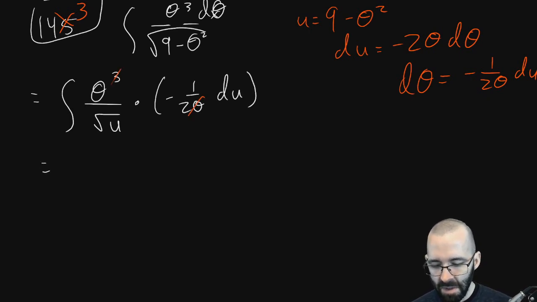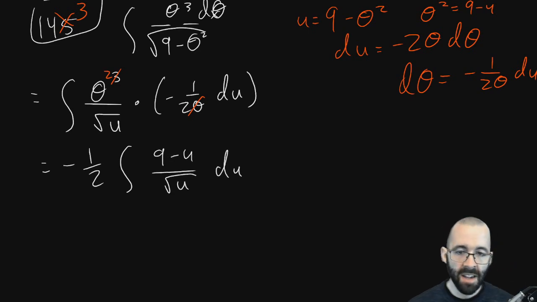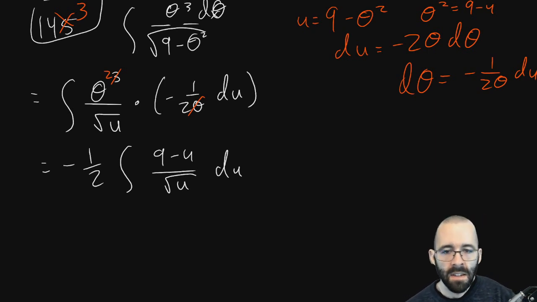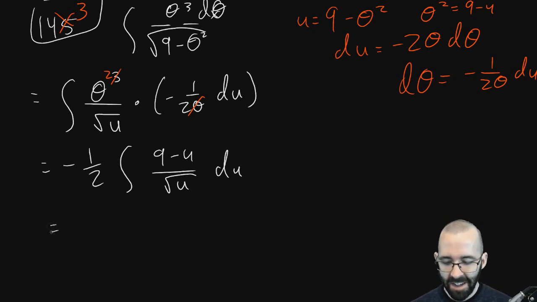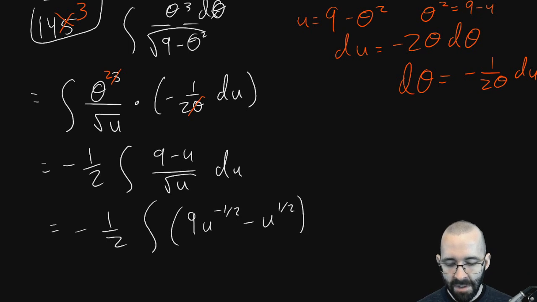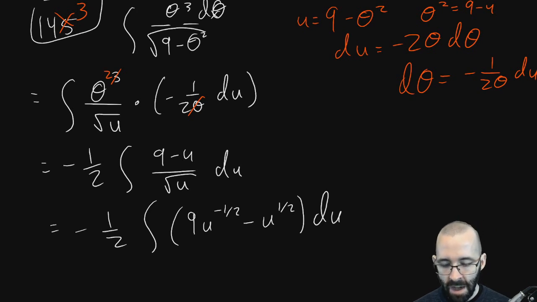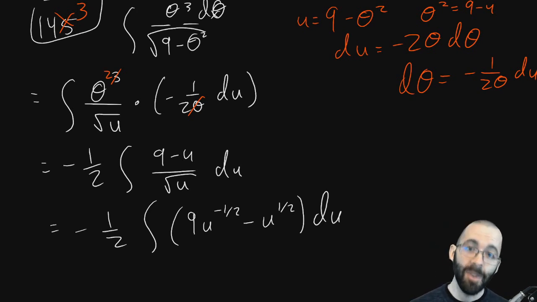One of the thetas cancels, which gives us a theta squared. And theta squared is 9 minus u. The negative a half comes out in front. This becomes 9 minus u over the square root of u. Is this better or is this not better? It's better. Because look at that inside. Split up the fraction. This is 9 u to the negative a half minus u to the positive a half. We don't even have to use a trig sub here. And whenever we can avoid a trig sub, we avoid a trig sub.